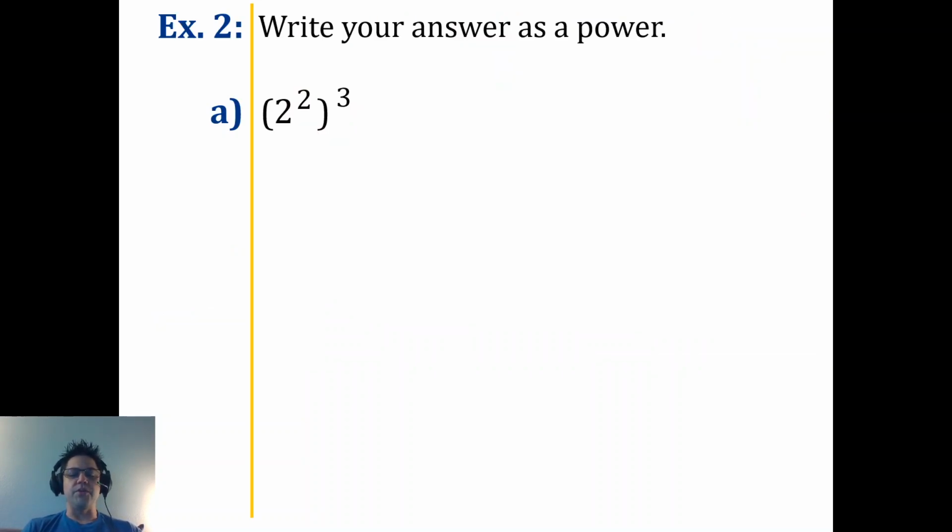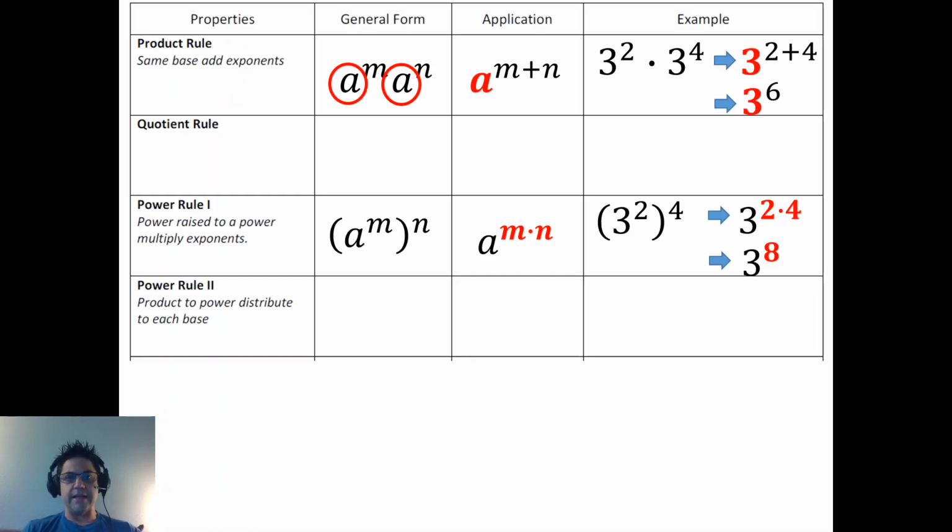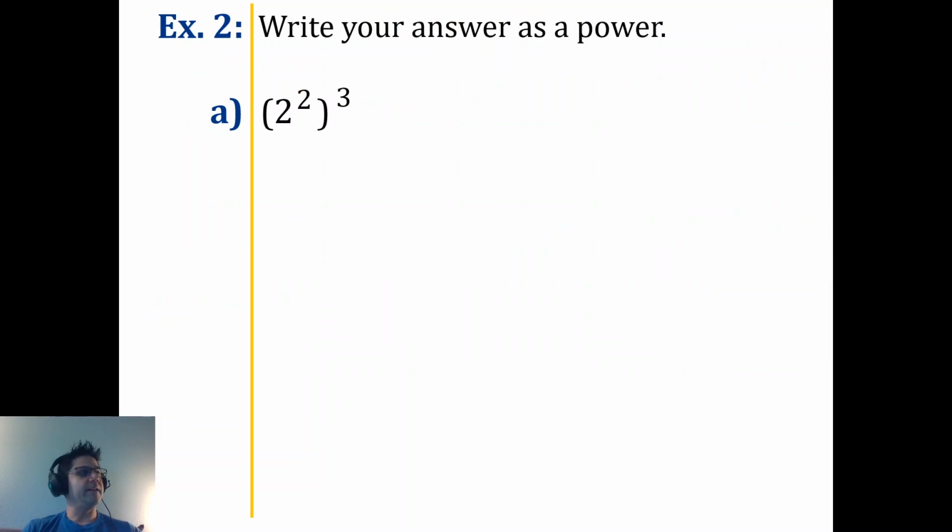All right, so using that new rule, again, as we called it, our power rule 1, we're going to go ahead and, oh, my Lulu's going to join us. Nope. You've got an exponent inside outside. So we have a base of 2, exponent 2 times 3.